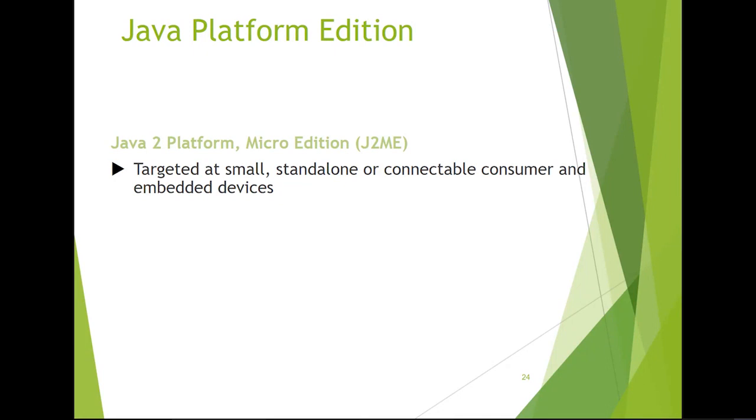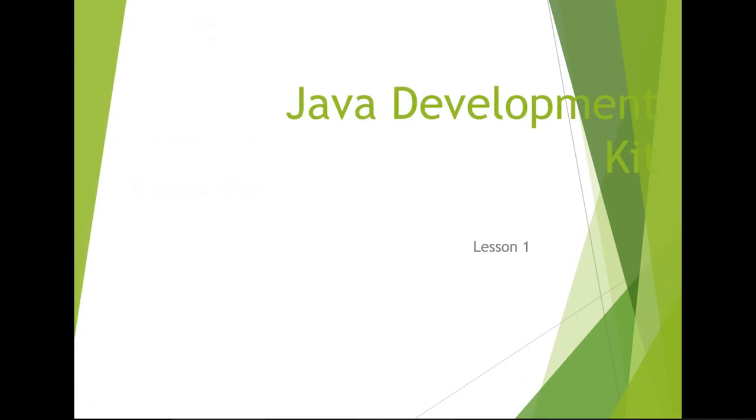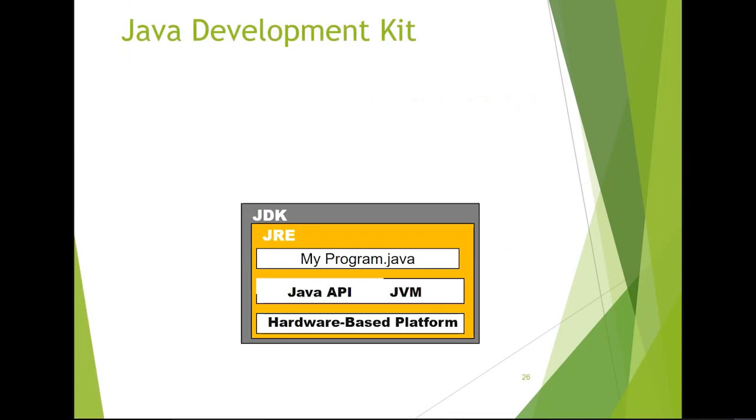Okay. So we have now the Java or the JDK or the Java Development Kit. Mapapansin niyo inside your JDK you have your JRE, the Java Runtime Environment. Inside there you have your program, and then you have the Java API and the Java virtual machine. And then the hardware-based platform. Ibig sabihin ng hardware-based platform, ito na ngayon yung OS na computer na ginagamit niyo.